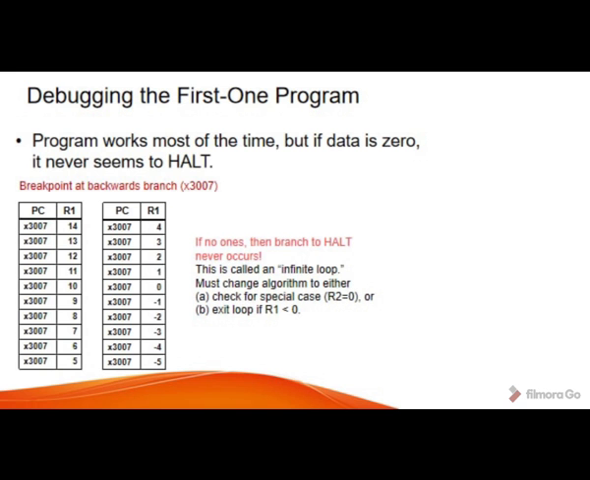This slide shows debugging the first one program. The program works most of the time, but if the data is 0, it never seems to halt. If there is no one, then the branch to halt never occurs. This is called an infinite loop. We must change the algorithm to either A, check for the special case R2 equals 0, or B, exit the loop if R1 is smaller than 0.